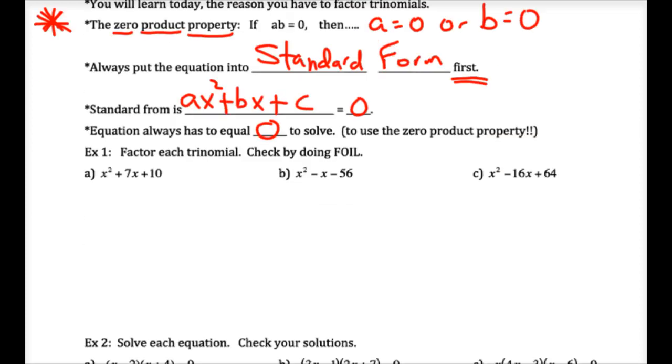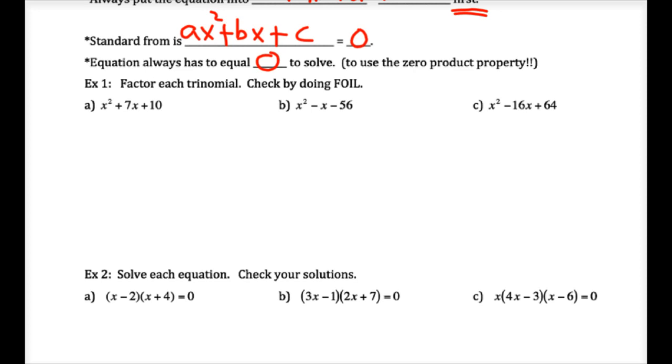All right. The beginning of your homework is just a little review, and it's very easy. Quinn, read us the directions to example 1. Factor each trinomial, check by using FOIL. Do we have to solve these? No, you have to factor them. Why do we not have to solve them? There's no equals. They're not equations.